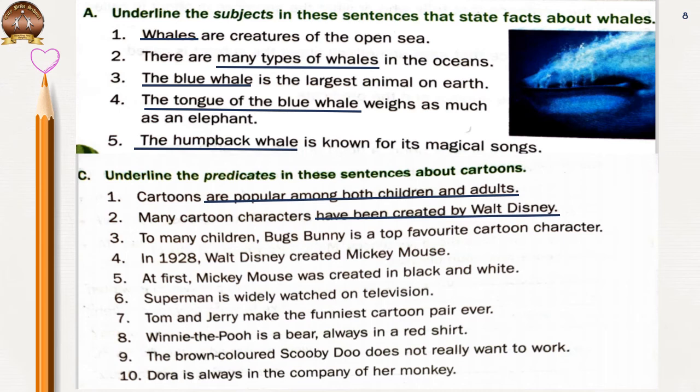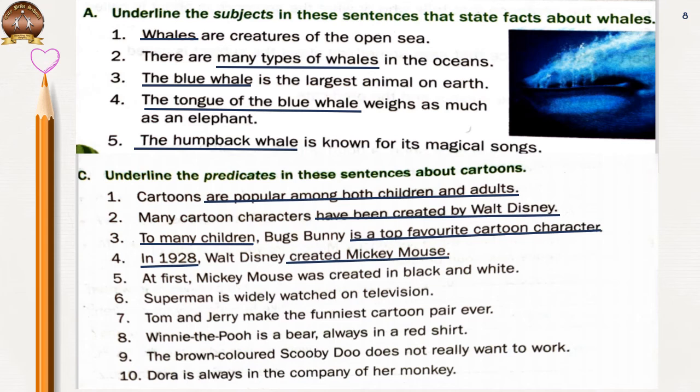Remember that. Okay. Bugs Bunny is a top favorite cartoon character. Now see, from "is" here is the predicate. Just look for the verb and you will find it. Okay. In 1928, Walt Disney created Mickey Mouse. So Walt Disney is the subject. So "in 1928" and "created Mickey Mouse" become the predicate.